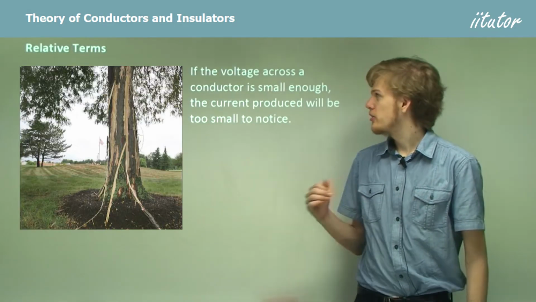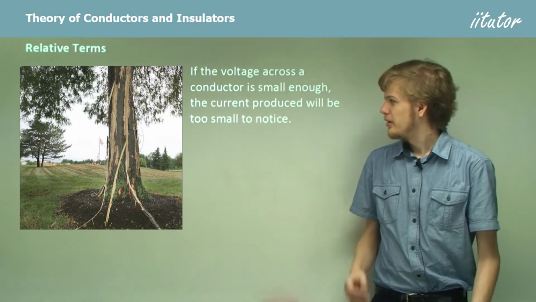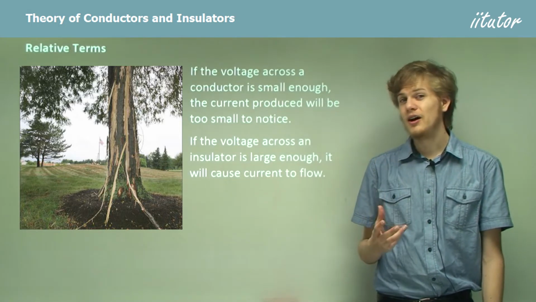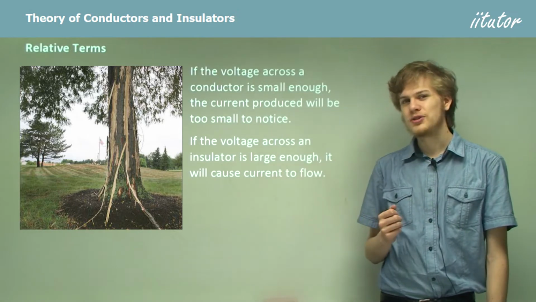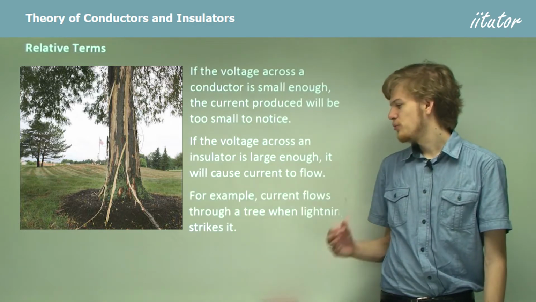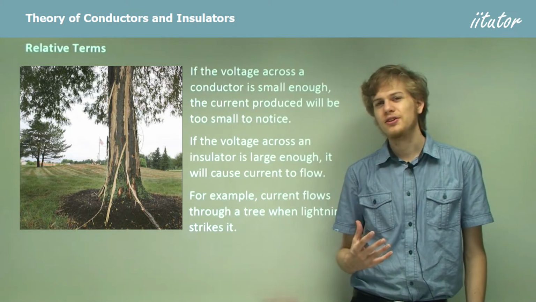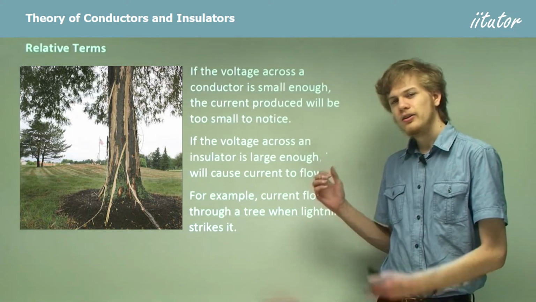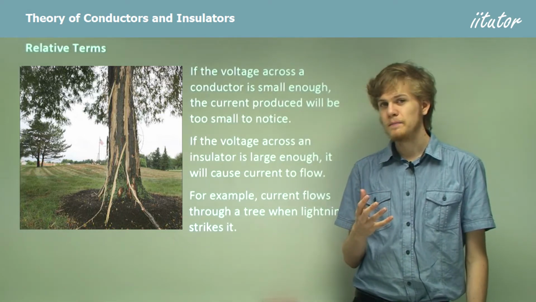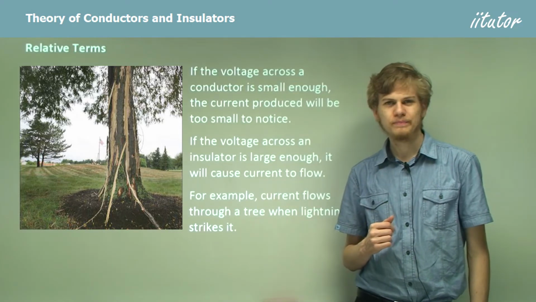Now, if the voltage across a conductor is small enough, then we won't really be able to notice the current very well. And on the opposite hand, if we have a voltage across an insulator that's extremely high, then we might be able to cause current to flow, which is why lightning is able to strike trees. So current flowing through a tree will occur when lightning strikes it, even though the tree is made of wood, which is an insulator. Makes sense, right? So if we have an extremely small voltage, we might not notice that something is a conductor, and if we have an extremely high voltage, we might not notice that something is an insulator.